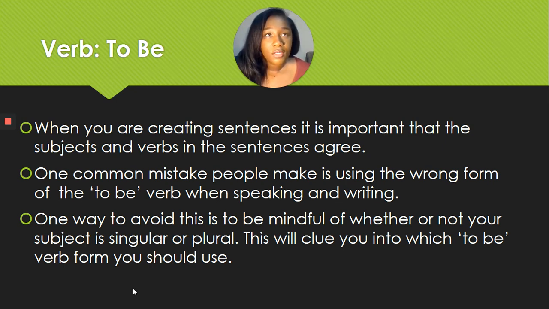When you are creating sentences, whether speaking or writing, it's really important that your subject and your verb agree. They need to agree in number and they need to agree in tense. Today, we're going to talk about the to be verb and its number and tense. People commonly make the mistake, especially when speaking, of using the wrong to be verb. So I hear a lot of folks talking and they say I be or you be or we be.